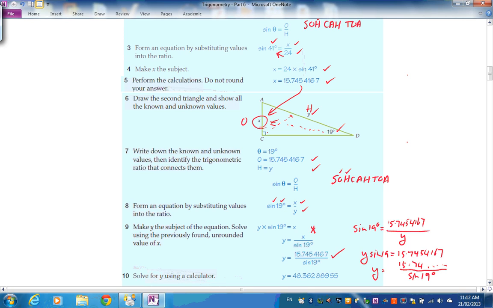So x is the go-between side. It goes between an angle, a triangle where we can find it, and then it's useful in finding the final answer in the other triangle.